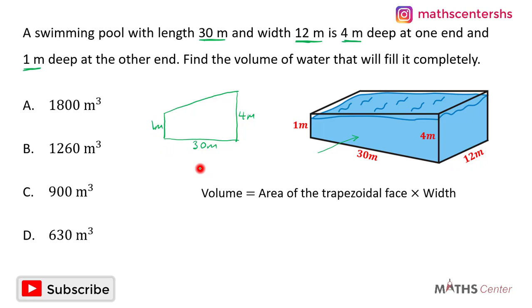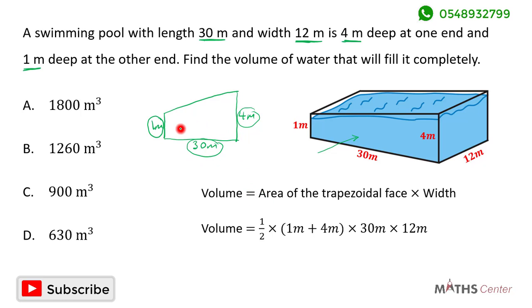We know that the area of a trapezium is given by half times the sum of the parallel sides times the height. Here, the length of the parallel sides are 1 meter and 4 meters, and the height is 30 meters. So the area of the trapezoidal face will be equal to half times the sum of the parallel sides, which is 1 meter plus 4 meters, times the height, which is 30 meters. And then to get the volume, we will multiply it by the width, which is 12 meters. And this will give us 900 meters cube.